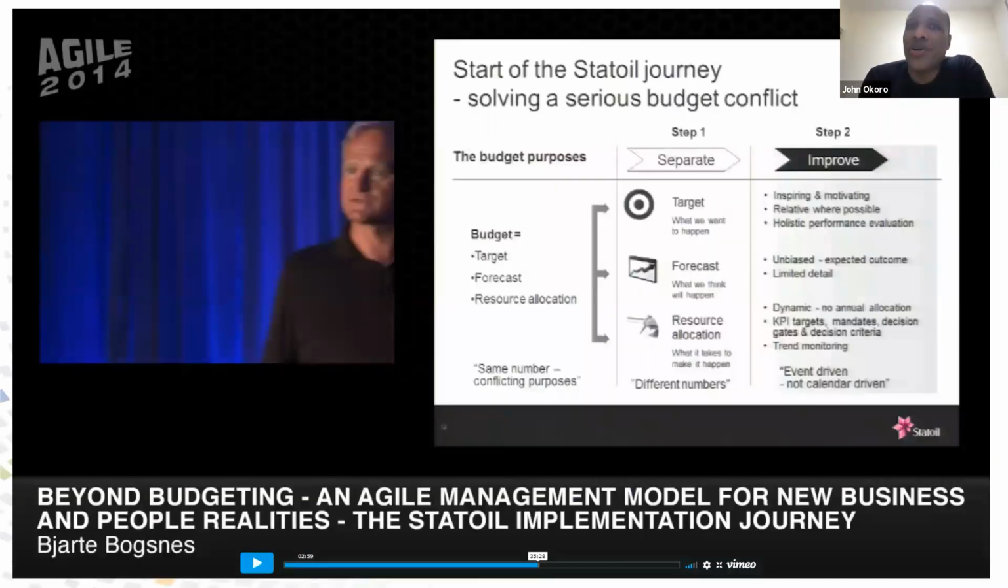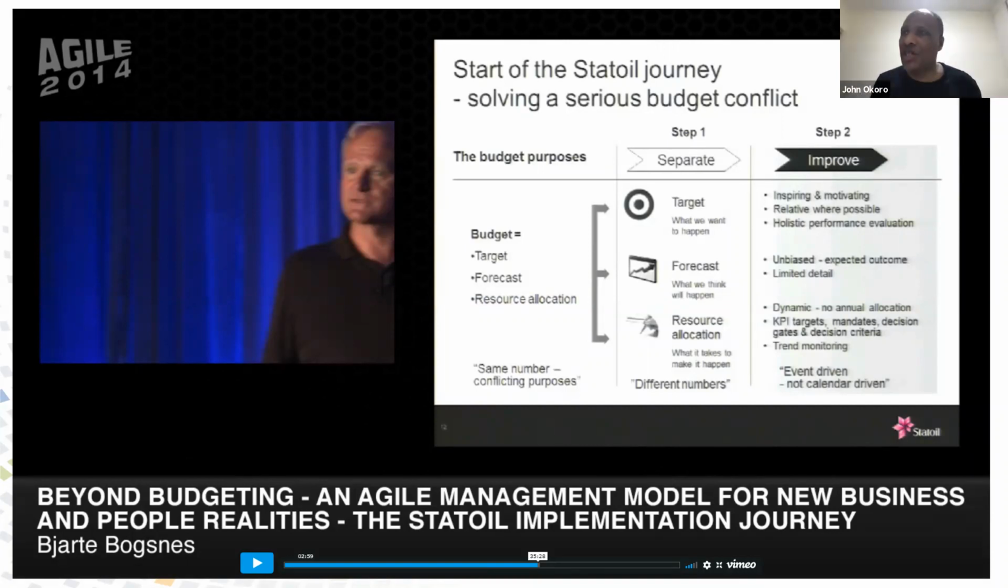So we can see here, this came from Bjart Bogsnes. I don't know if I said it correctly. Somebody correct me if I'm wrong there in the pronunciation, right? And he did this at Statoil, which is a company where they used it for their budgeting. They set targets, forecasts, and resource allocations, which each had different functions. A target is for inspiring and motivating, a forecast is unbiased, it's the expected outcome, unvarnished. And then you've got resource allocations, dynamic, no annual allocation.